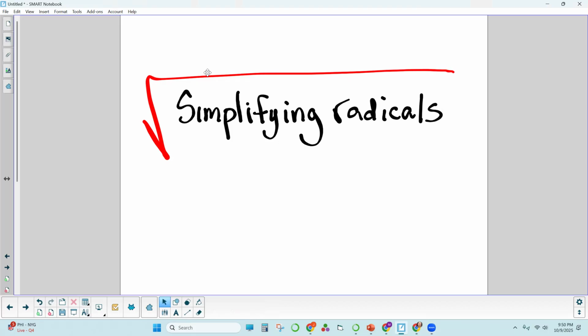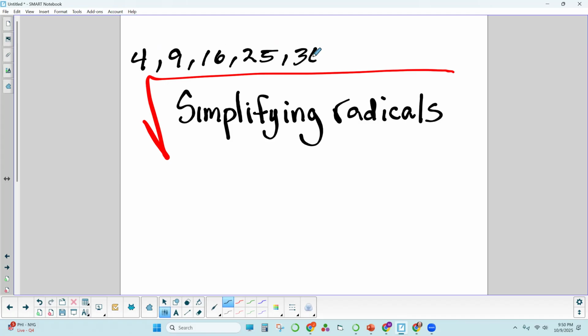The first thing I want you to do, if you're struggling with this, is just get a running list up top on your paper of all the perfect squares 1 to 100, okay? We don't need 1, so we'll start with 4, 9, 16, 25, 36, 49, 64, 81, and 100, okay? So there's all of our perfect squares through 100.